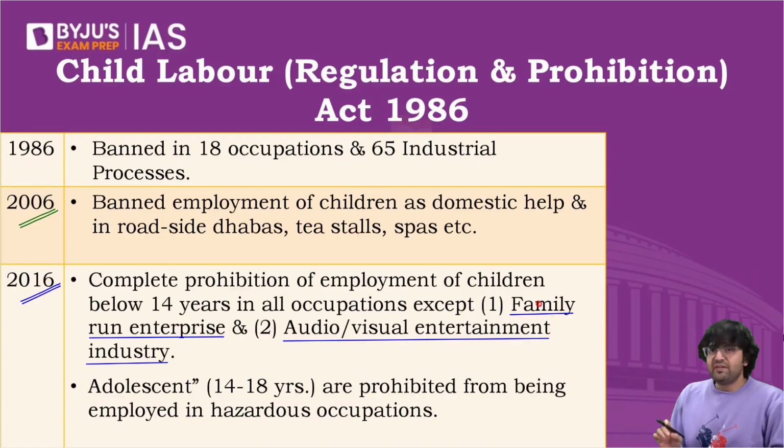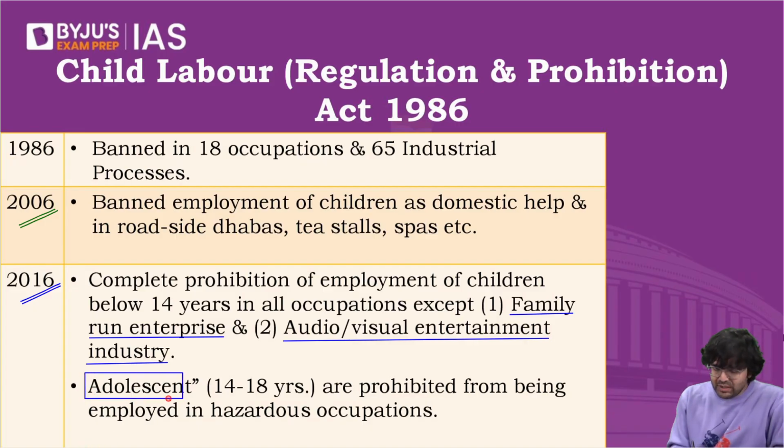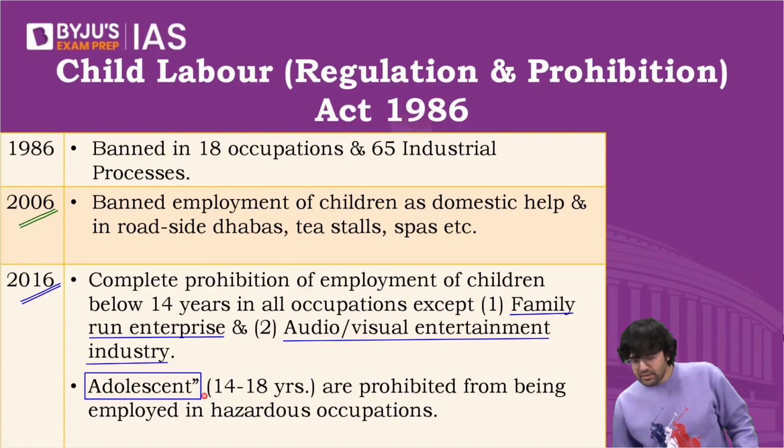And now we have one more category called adolescent. Who is an adolescent? Kids between 14 to 18. I'm sure some of you here are adolescents. Who all here are adolescents? 14 to 18.